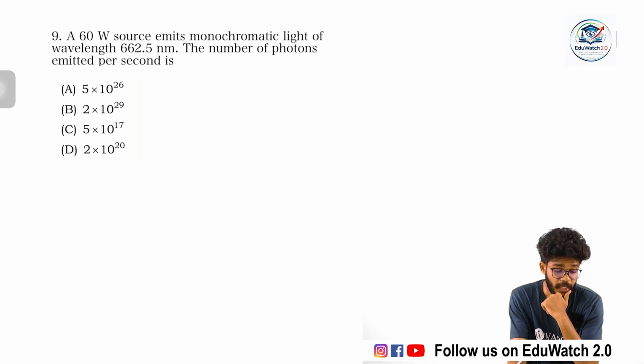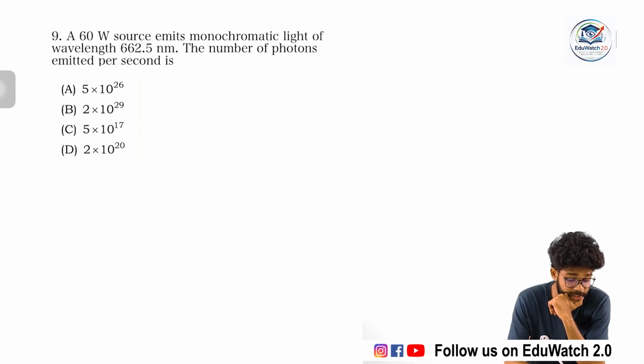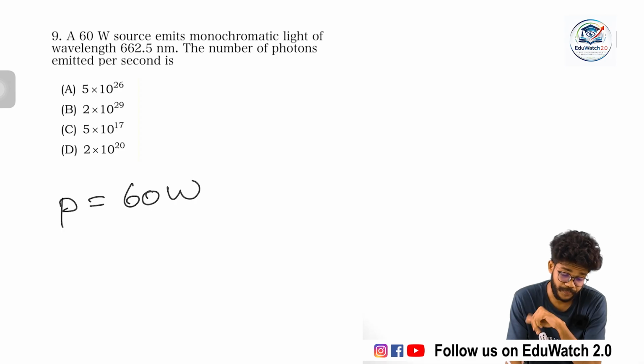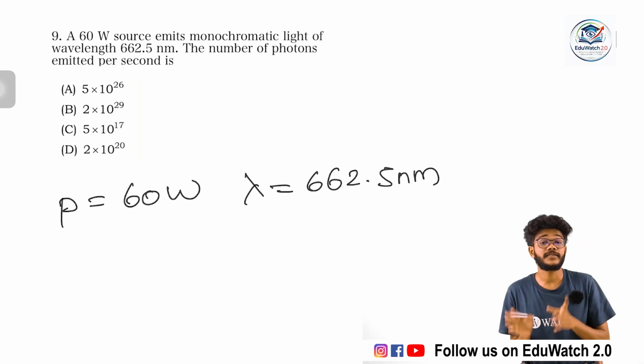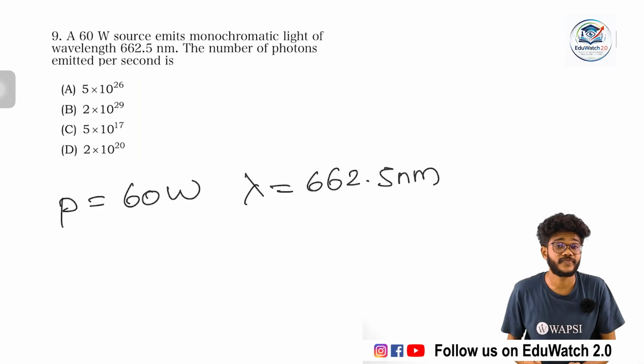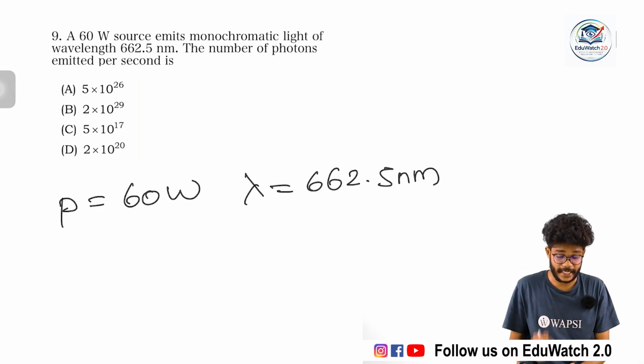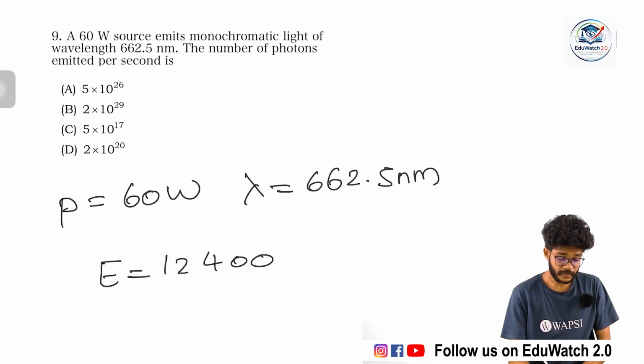The ninth question. A 60 watt source, so power is given as 60 watt, emits monochromatic light of wavelength lambda, given as 662.5 nanometer. The number of photons emitted per second, so the time is 1 second. We have to calculate the number of photons. So what is the energy here for the lambda? We can calculate the energy as E is equal to 12,400 divided by lambda in angstrom.